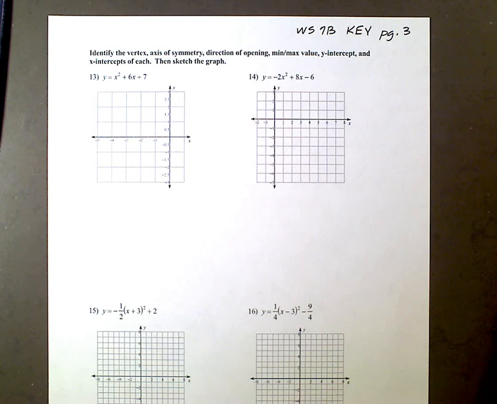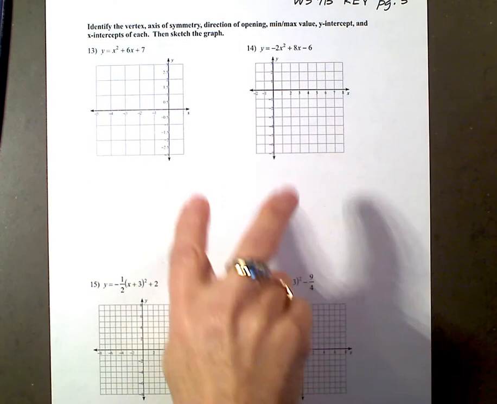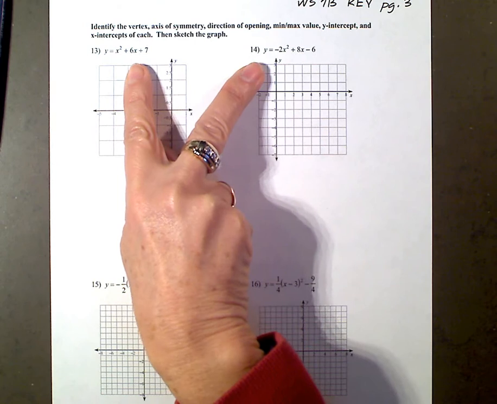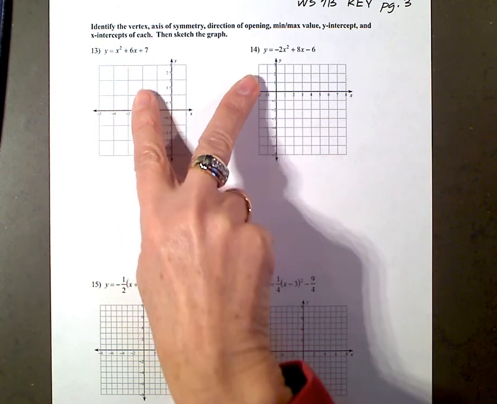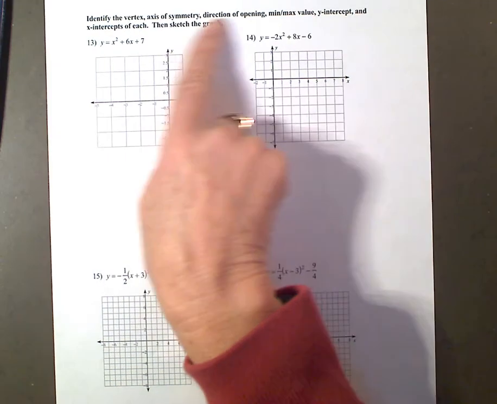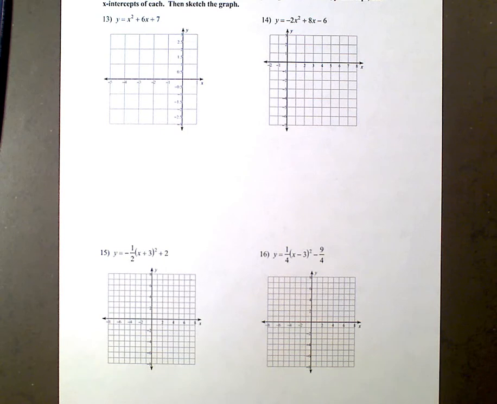Alright, this is the third page of worksheet 7B, the key, and this is the page where we graph quadratic functions. And I want you to note that number 13 and 14 are both starting off in standard form, and so we're going to use the completing the square process to convert those into vertex form and find these things. And then the 15 and 16 are already in vertex form, so we'll start off knowing the vertex of those.